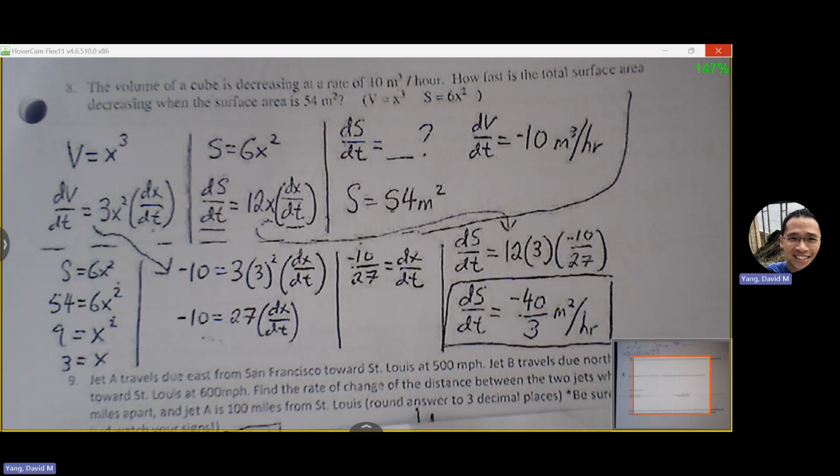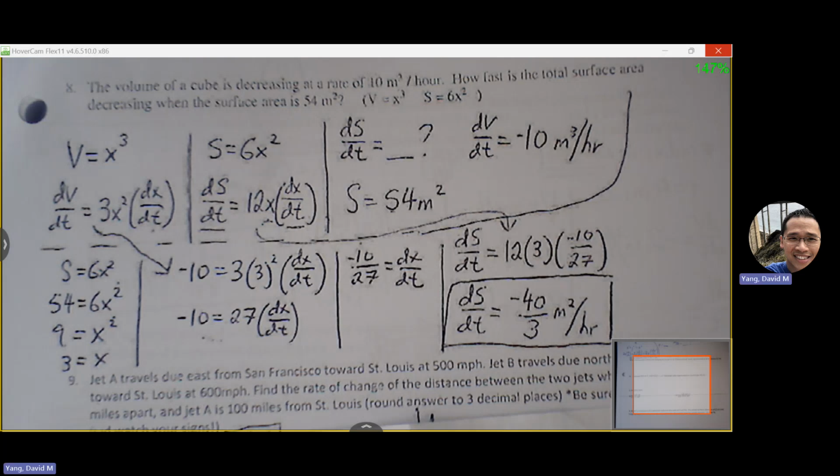So that means this will get us an X value of 3. And then once I replace -10 in for dV/dt and 3 in for X, I can solve for dx/dt, which ends up being -10/27. And then once I have my X value and my dx/dt, I can now solve for dS/dt.